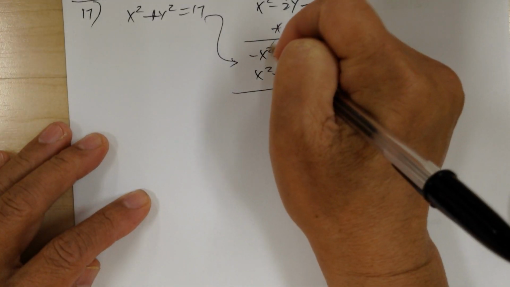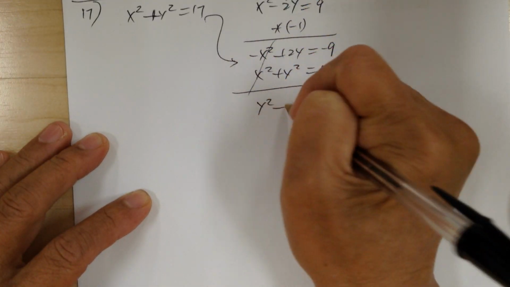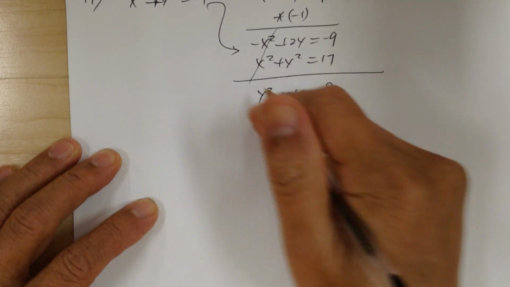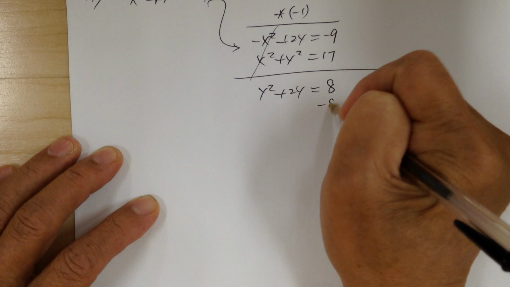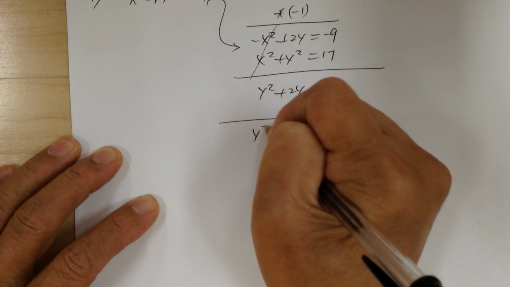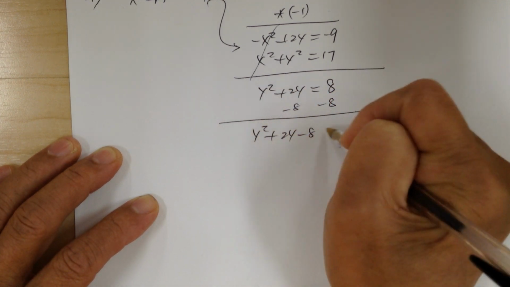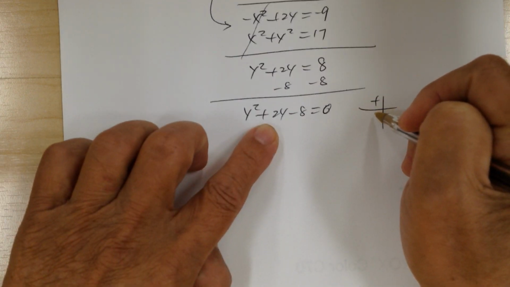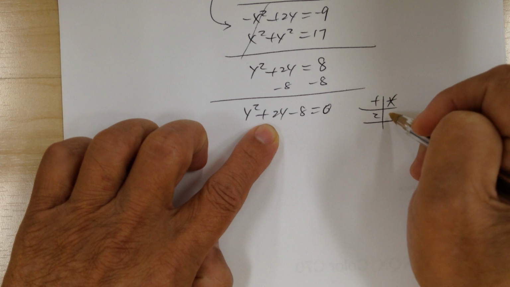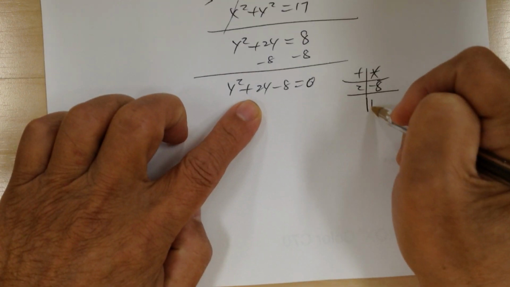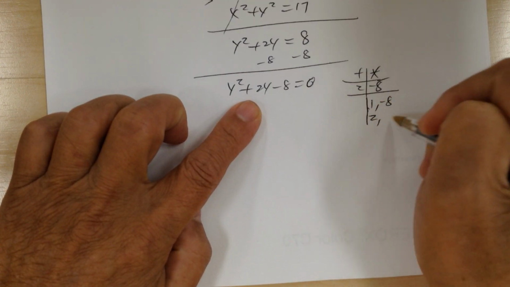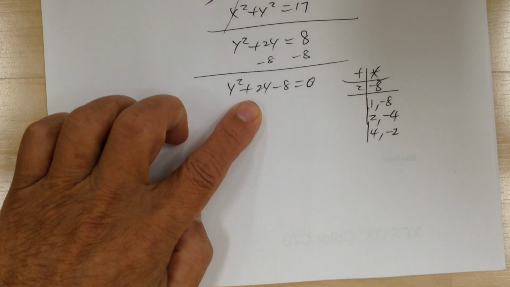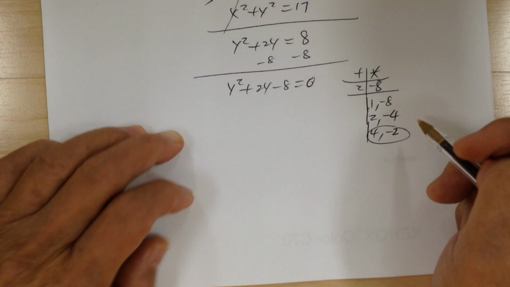So when I add, this will cancel out. So I got y squared plus 2y equal to 8, and I'm going to move this over. So I got y squared plus 2y minus 8 equal to 0. And I'm going to do the factoring. I need numbers that add to get 2 and multiply to get negative 8. So I go 1 comma negative 8, 2 comma negative 4, 4 comma negative 2. Okay? And so that's the one.